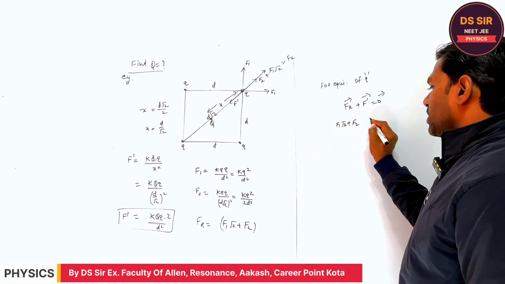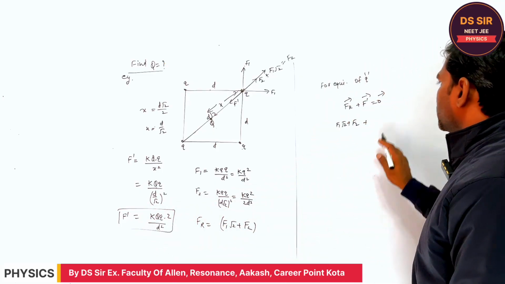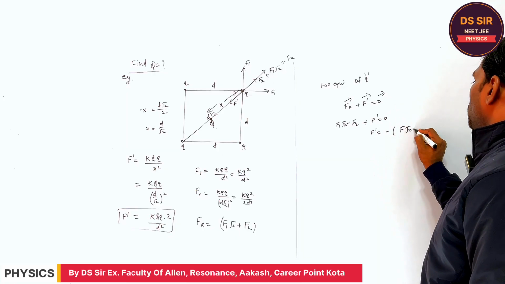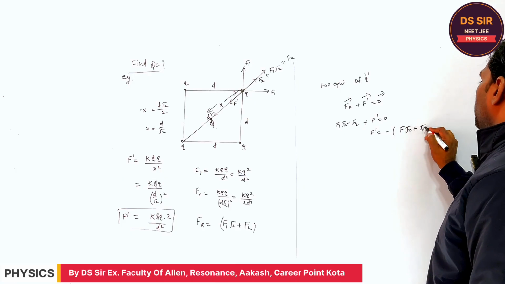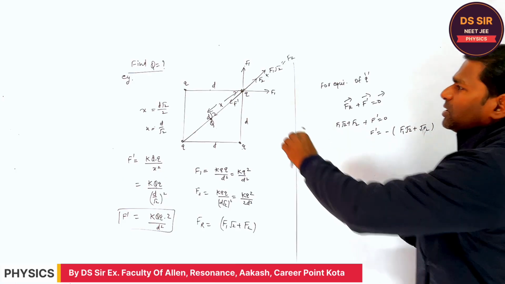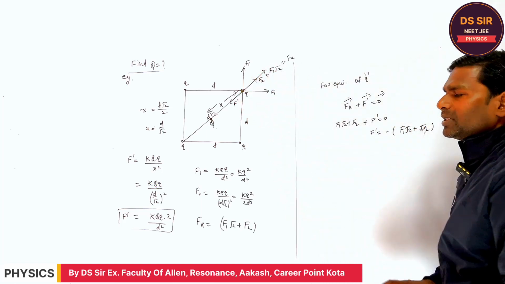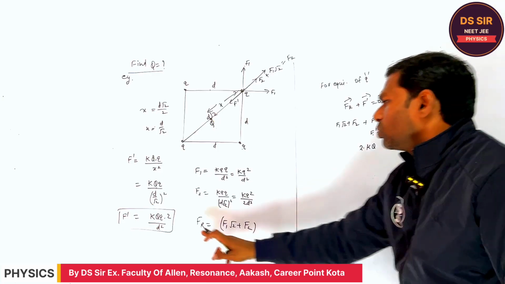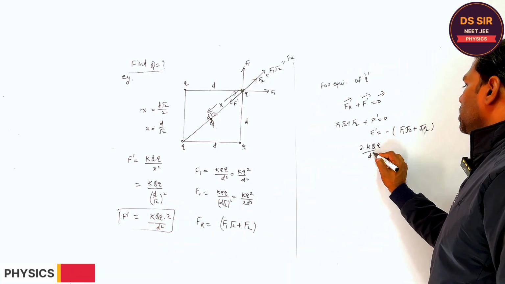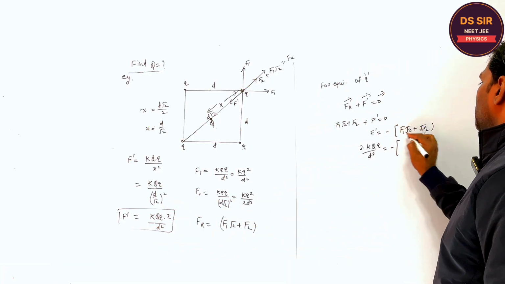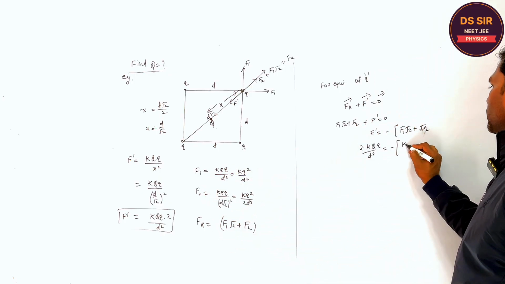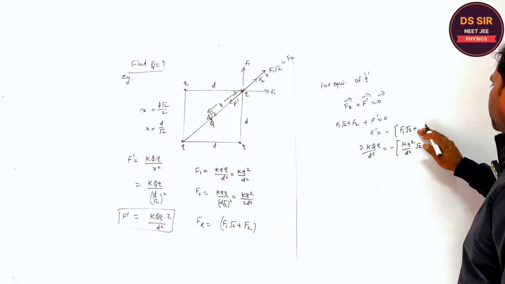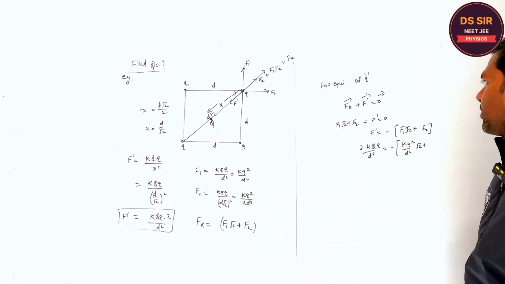F1 root 2 plus F2, what is the F dash? This F dash must be 0. F1 root 2 plus F2 vector. It means this force must be just opposite to the resultant force. Yes. F dash value: 2kq d square minus the F1 square upon d square, and this is F2, right?